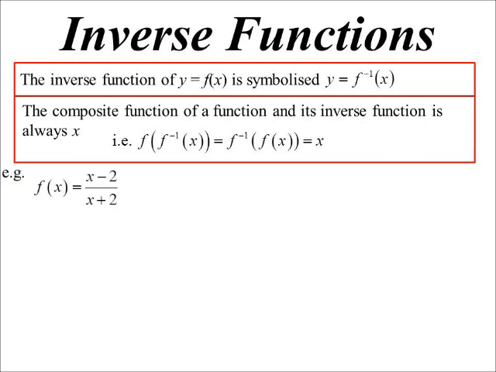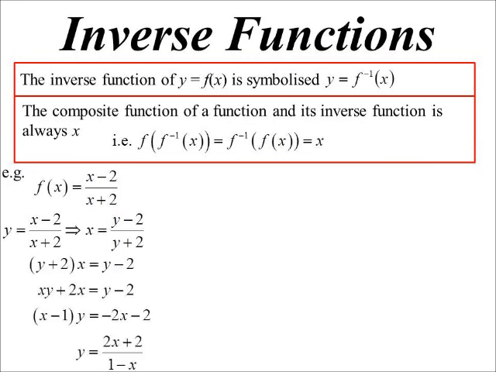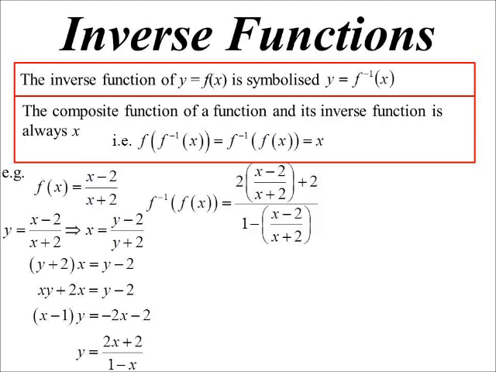So as an example, let's do this one. (x minus 2) on (x plus 2) is the original function. So I'll work out the inverse by swapping the x and the y's around. Now I want to make y the subject, so I know what we're going to substitute into. And eventually, after a little bit of algebra, we get that the inverse function would be (2x plus 2) on (1 minus x). So if I was to substitute the function into the inverse, so the original function, (x minus 2) on (x plus 2), substitute that into the inverse function.